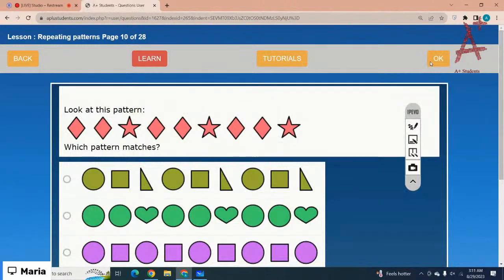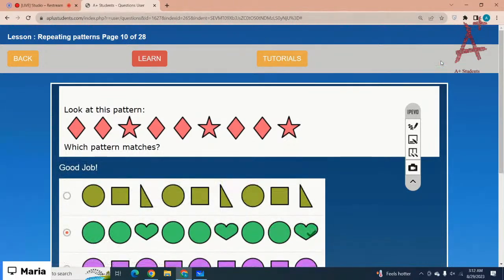Look at this pattern. Which pattern matches? So which is the correct option? The correct option is option number 2. You can see you have two diamonds, 1 star, 2 diamonds, 1 star. So the correct option is 2 circles and a heart. The second option is the correct one.